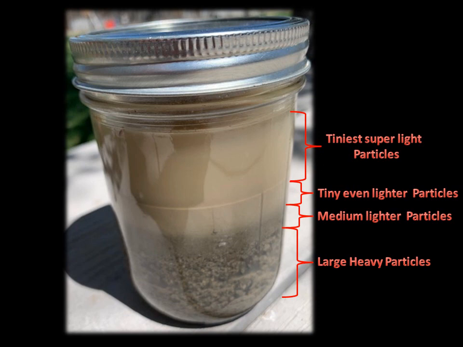So go ahead and give this a try at home. All you need is a jar, some dirt, and some water. Fill the jar about half full of dirt, add some water, put the lid on, and shake it and see what your layers look like.